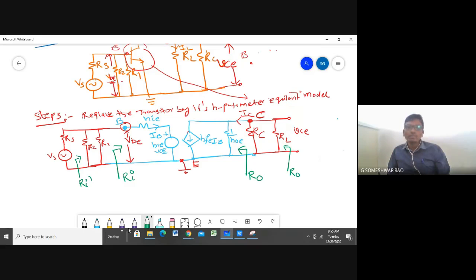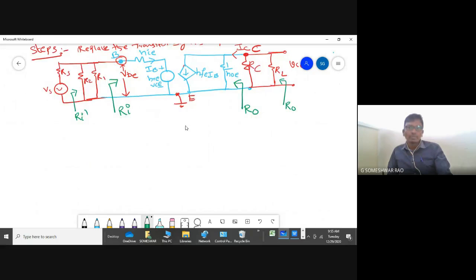Okay. So now let me give some name for this. What is Ri? Ri is nothing but an input resistance. Please write it along with me. What is Ri dash then? Ri dash is nothing but the overall input resistance. Overall input resistance. Okay now?